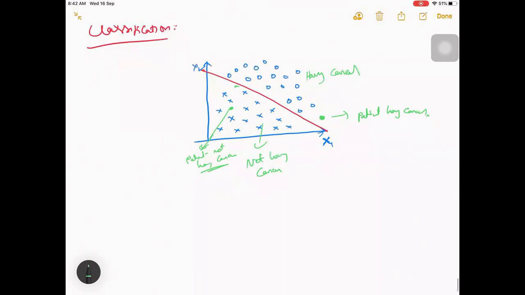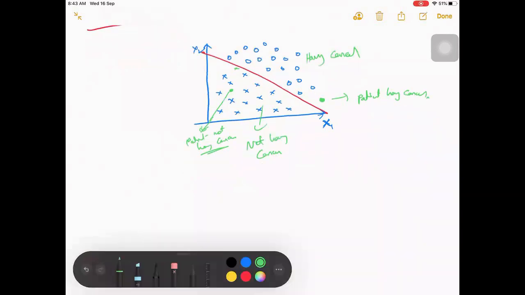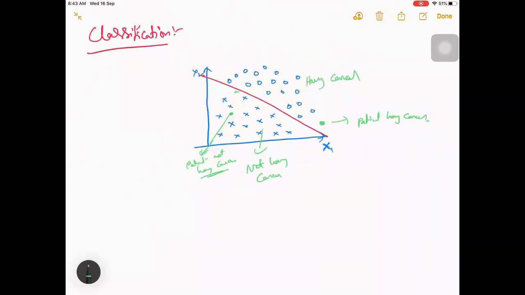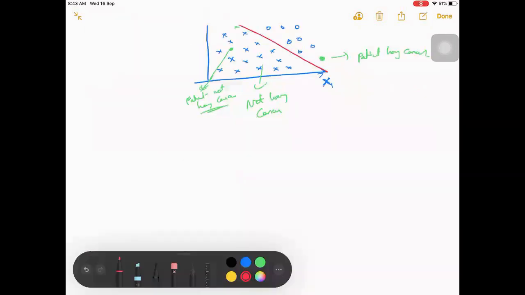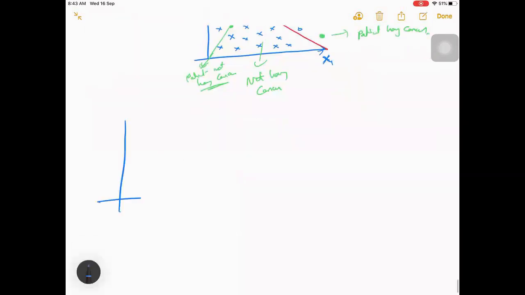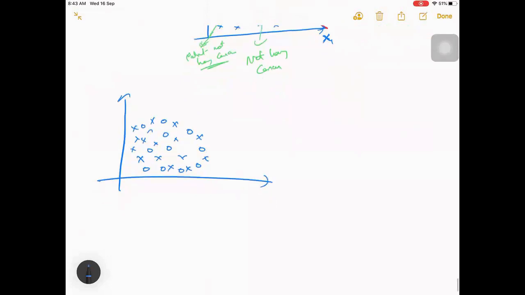Okay, in some cases what will happen is you won't have this kind of pattern which can be separated by a straight line. Maybe you will be having some kind of graph. Let me draw one more graph here. So there will be zeros as well here. So something like this, okay?